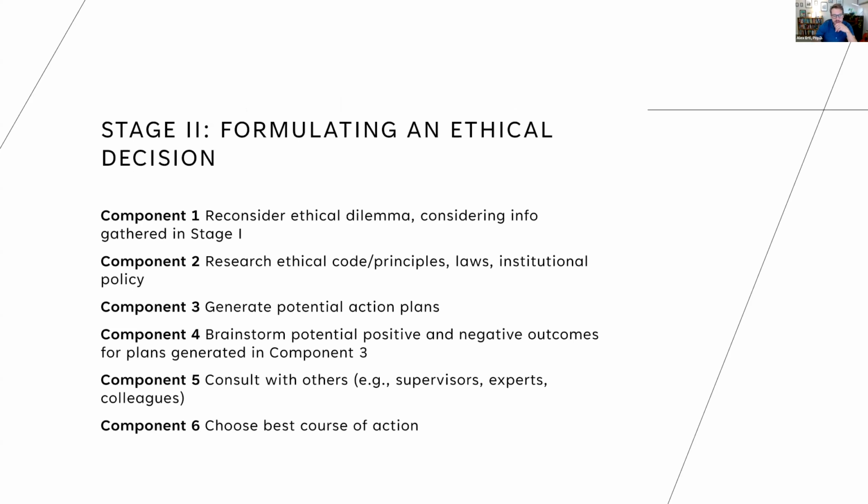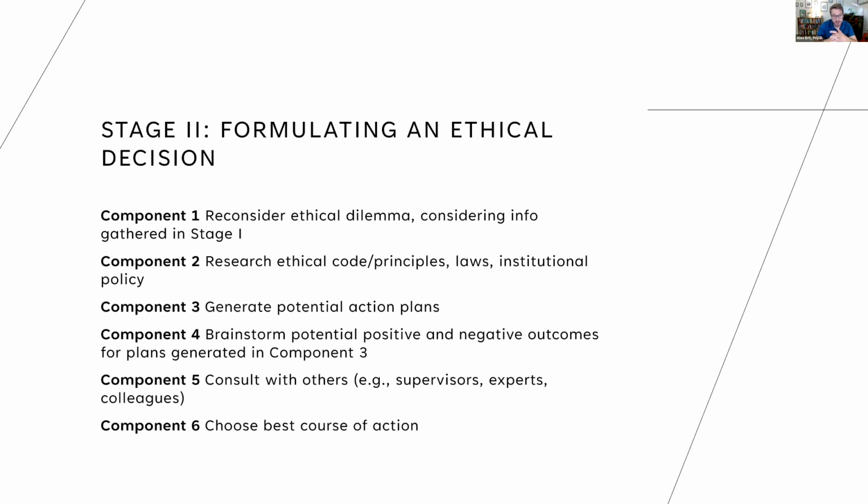Stage two, and this is where I mentioned that many decision-making models may end. Stage two is formulating the ethical decision. So, part one, reconsider the ethical dilemma, considering the information gathered in stage one. So, we've done our investigation, we've stopped and taken a breath so that we can start to build our awareness. Now we need to go and say, how do I define what is the ethical dilemma in front of me? Who are all the stakeholders? How do I sort of visualize the entirety of this dilemma?